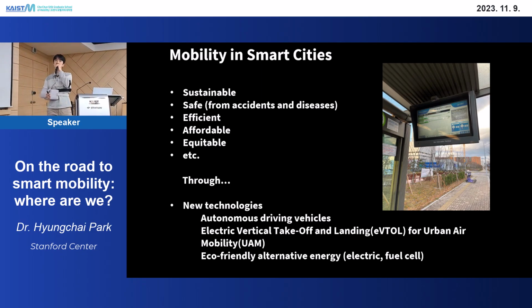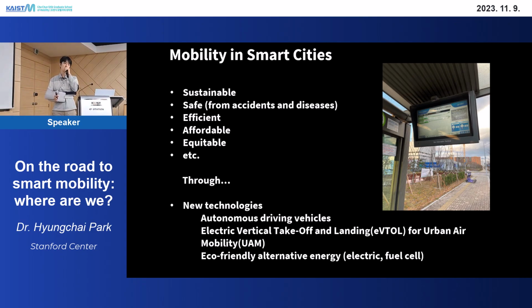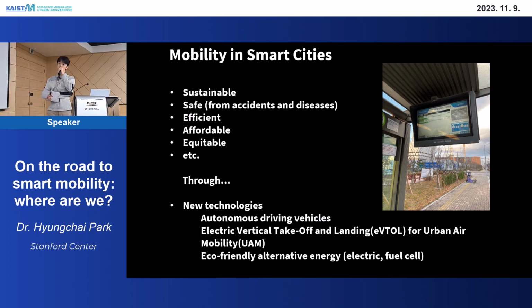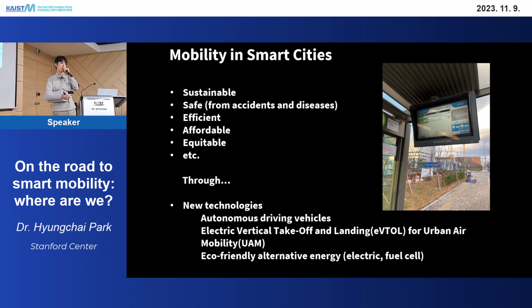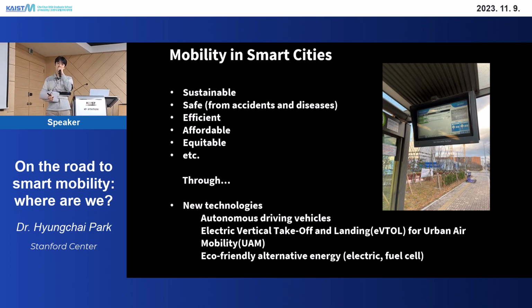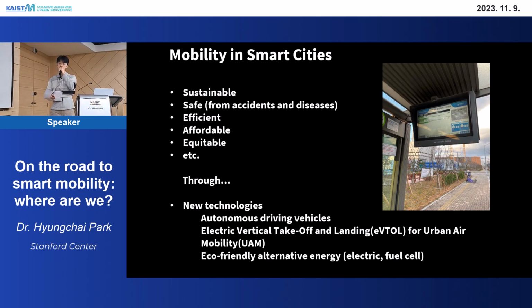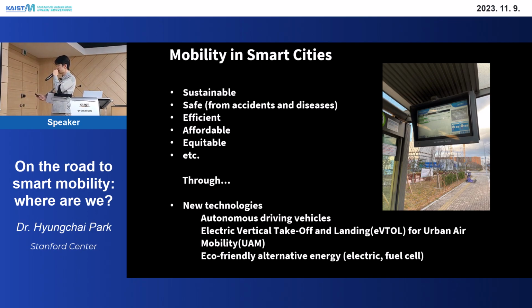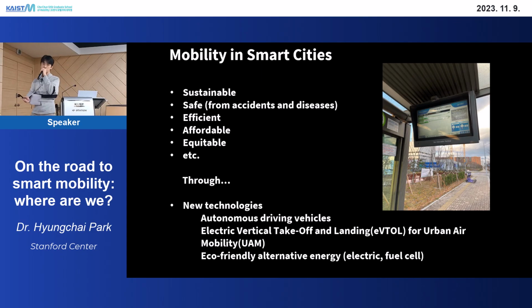So smart mobility is not something like a quantum jump. I think you guys already are a part of smart mobility by using Kakao Mobility, a new platform. Actually, Kakao Mobility has changed our mobility life a lot. Now you can call a taxi instead of just waiting outside on the road. And also, thanks to ICT technology, now you can check the status of public transportation.